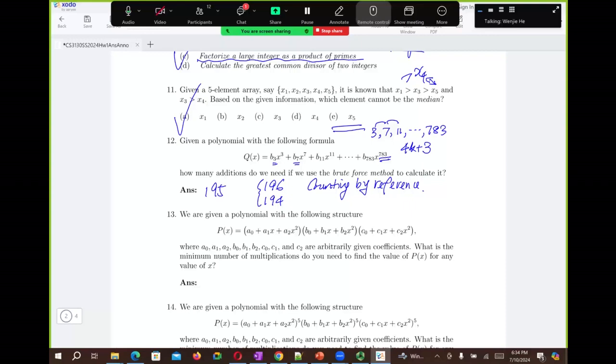Some students wrote a different formula but equivalent, so it's fine. Some students gave me a different representation for the subscripts. If I see the expression is equivalent to this one, that's correct. Then this k takes 0 for the first number, 1 for the second, 2 for the third, and so on. The last one is 195, because you count from 0.